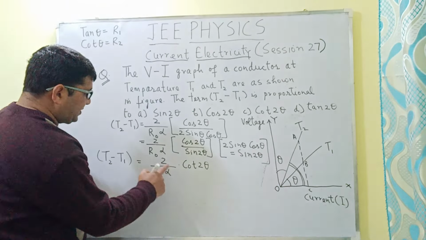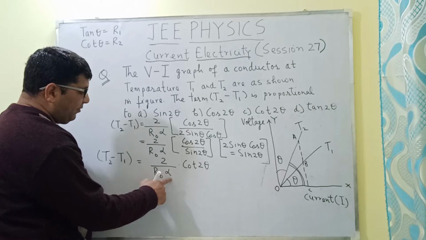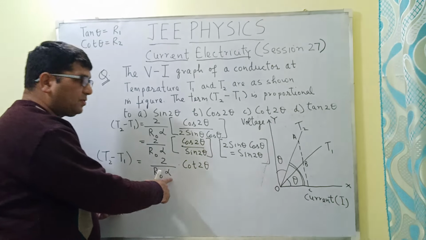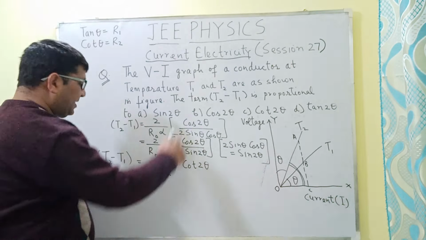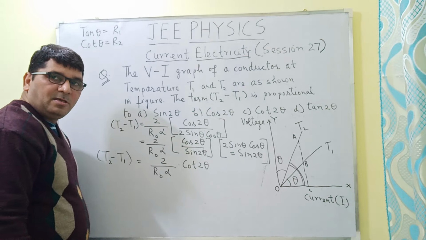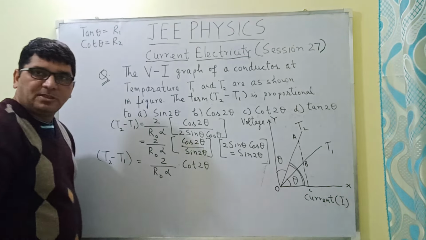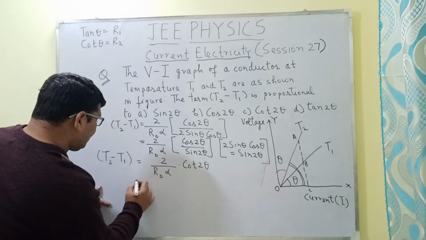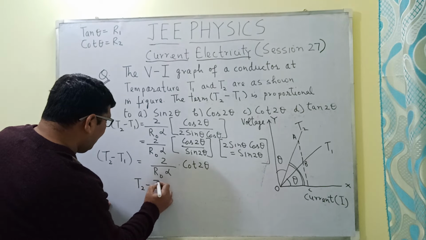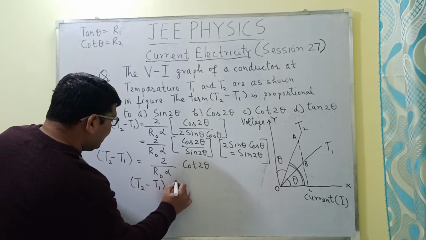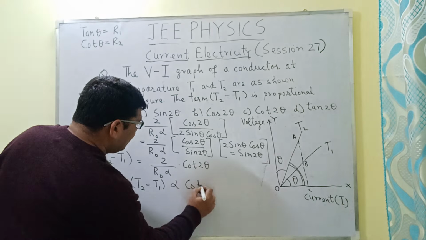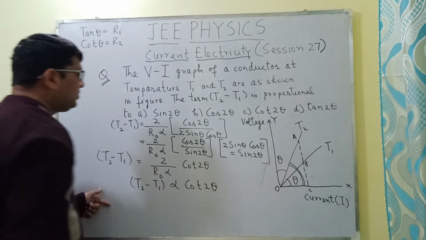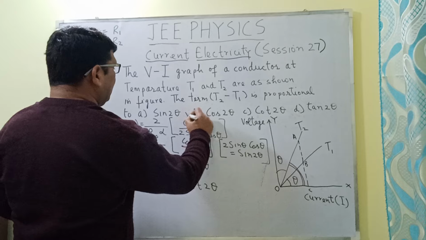Now this is a constant, 2 divided by R naught alpha. Alpha is the temperature coefficient, so this is a constant value for this conductor. R naught is the resistance of this conductor at 0 degree centigrade, so that is again a constant. So if I remove this constant, we can say that T2 minus T1 is proportional to cot 2 theta. So our correct option is B.